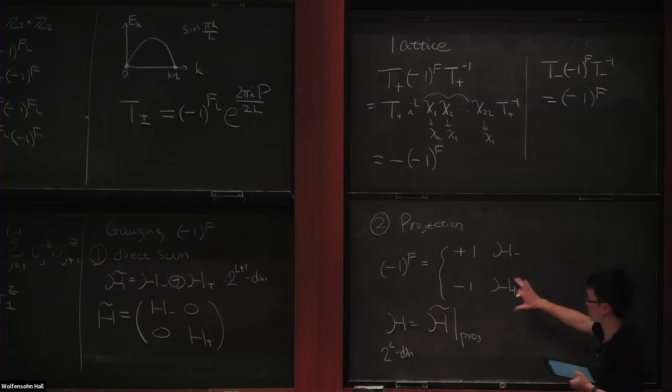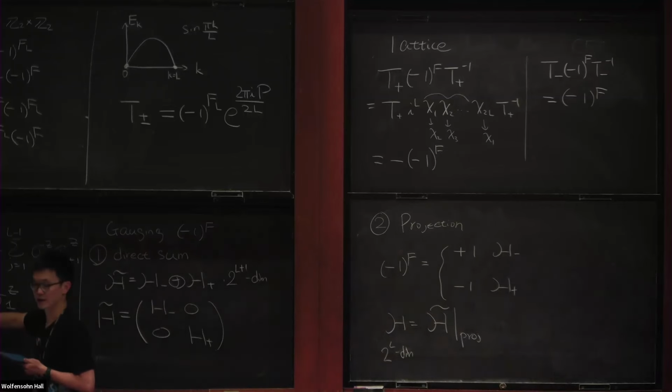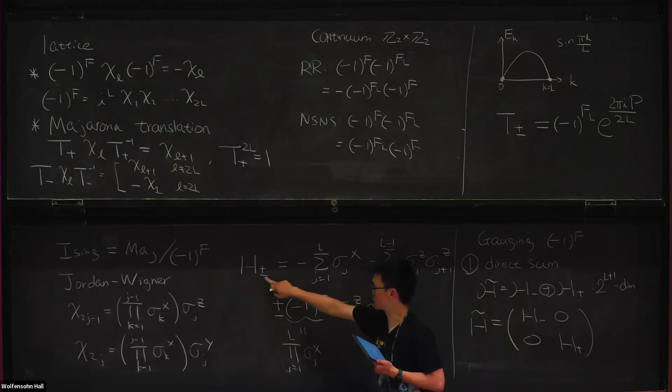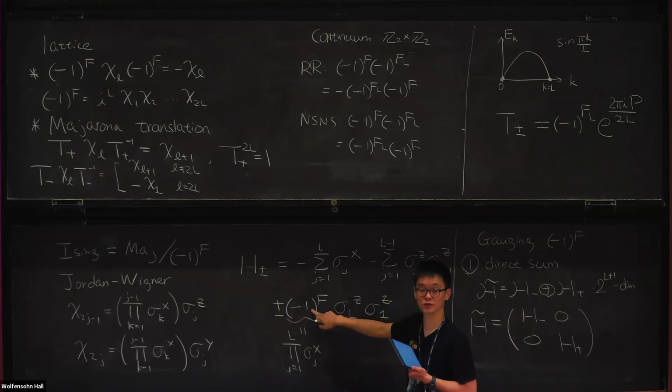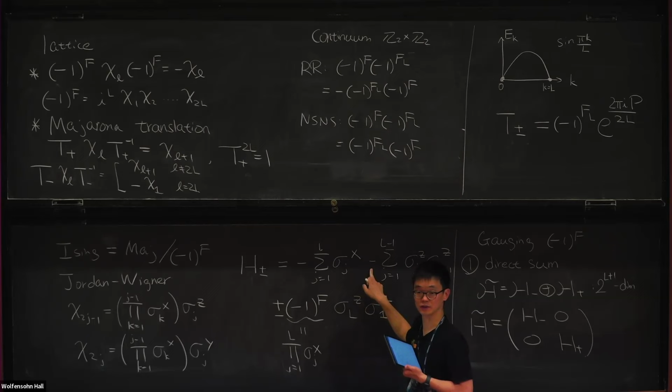Now, why do we do these two steps? You see, the term we were bothered by is this guy. This guy doesn't look local. But now, if we are in the anti-periodic sector, so we're choosing the minus sign here, we project to the (-1)^F = +1 sector. So this whole thing is a minus sign, the same as the rest of the term.